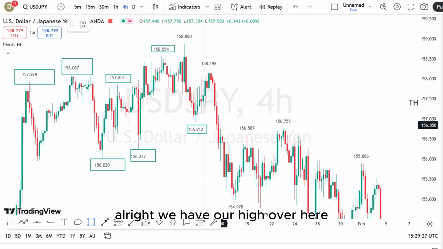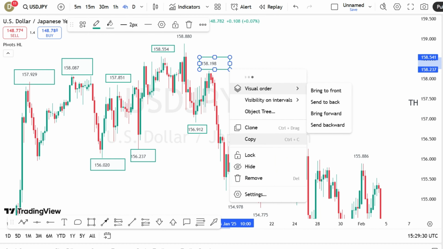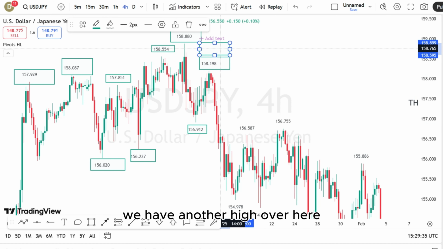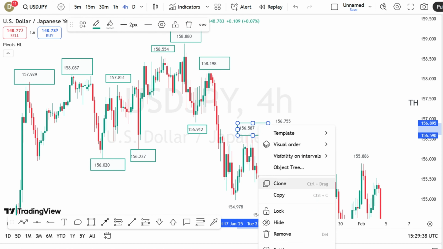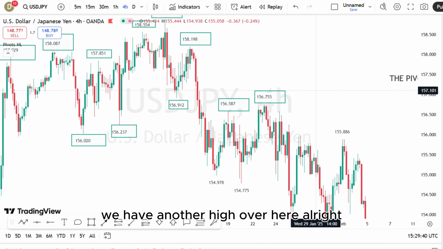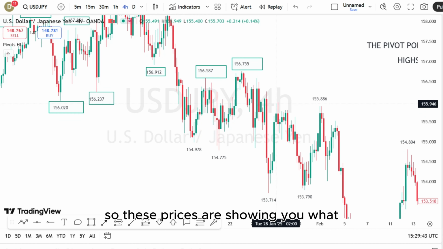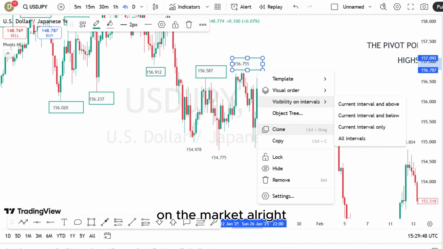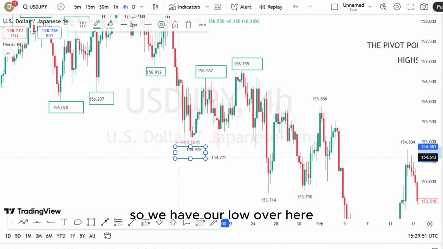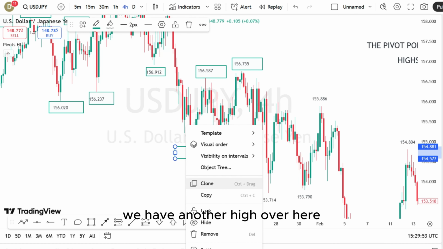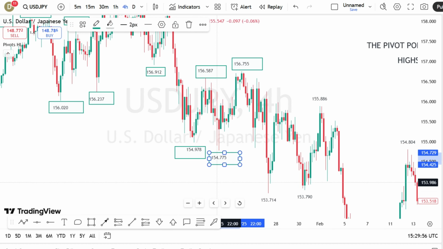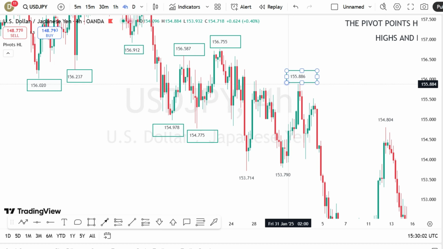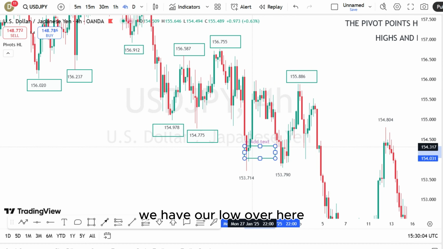We have our high over here. We have another high over here. We have another high over here. We have another high over here. So these prices are showing you your highs and the lows on the market. We have our low over here. We have another low over here. We have another high over here. We have our low over here.